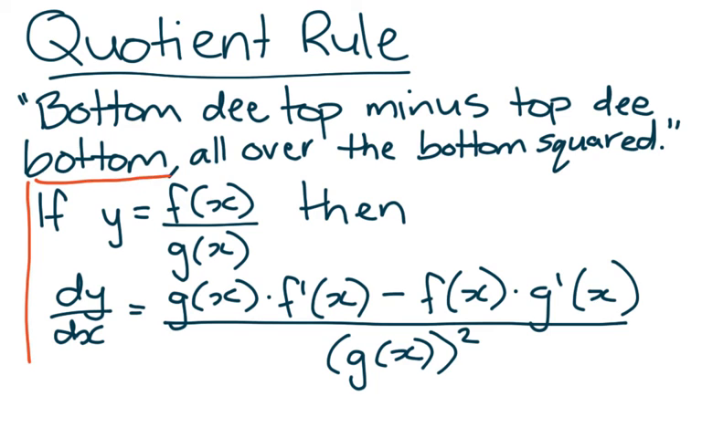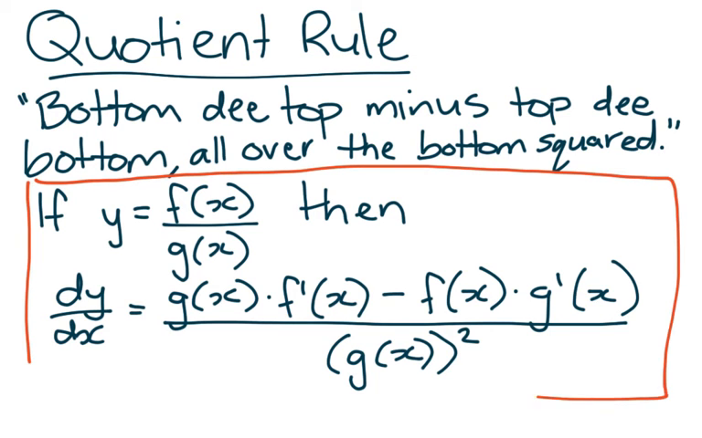And again, I'll put it in a box. I've put it in how it would be written on a formula sheet using f of x and g of x. So if y equals f of x divided by g of x, then dy by dx is equal to g of x times f prime x minus f of x times g prime x, over g of x squared.